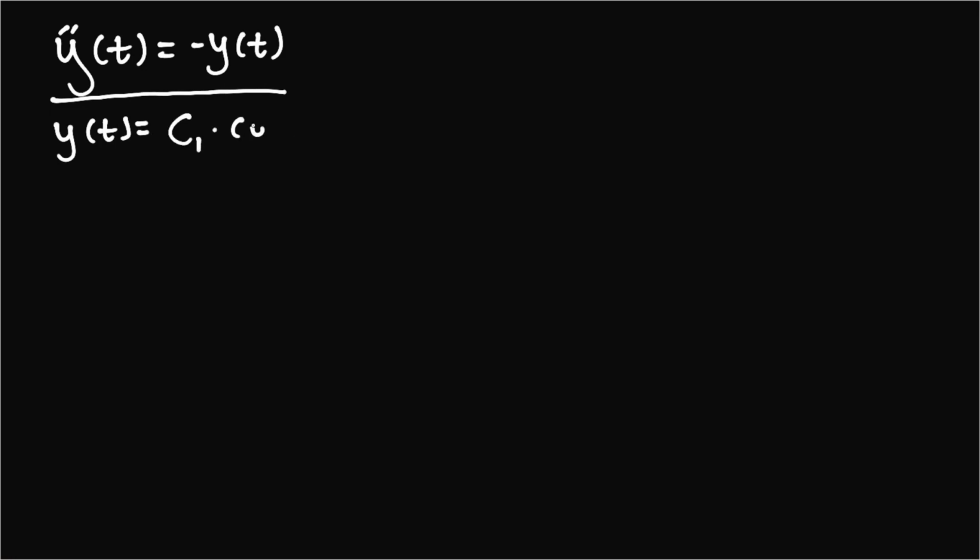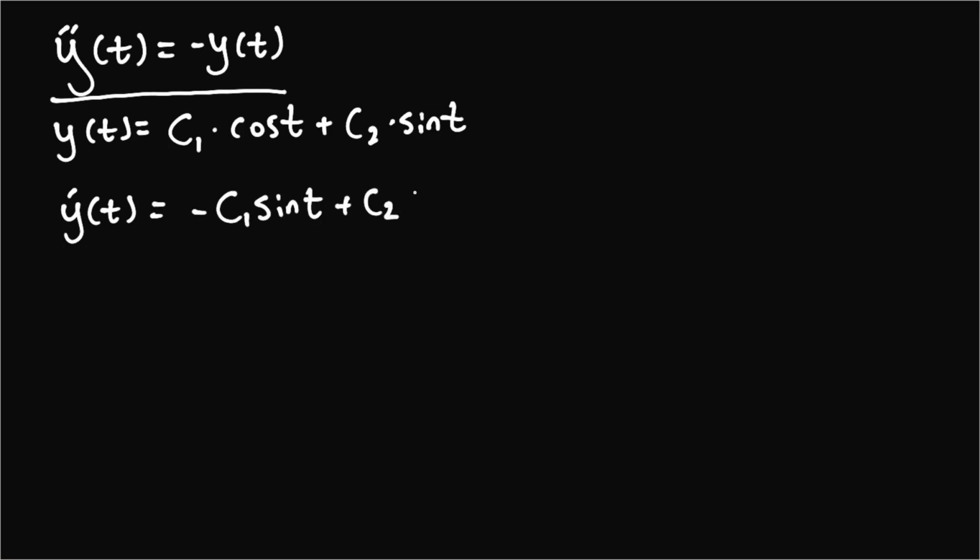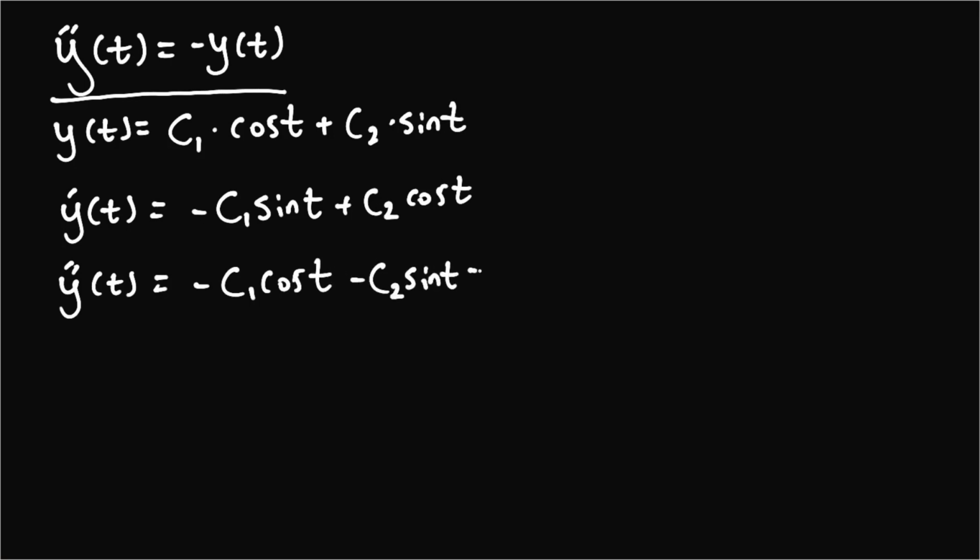We're going to keep looking at this differential equation y double prime of t is equal to negative y of t. And we can write a general solution to it as y of t is equal to c1 cosine t plus c2 sine t. And I'll show you that it's a solution. So if we compute y prime of t, we get negative c1 sine t plus c2 cosine t. Then y double prime of t is equal to negative c1 cosine t minus c2 sine t, which is equal to negative y of t. So this satisfies the differential equation.